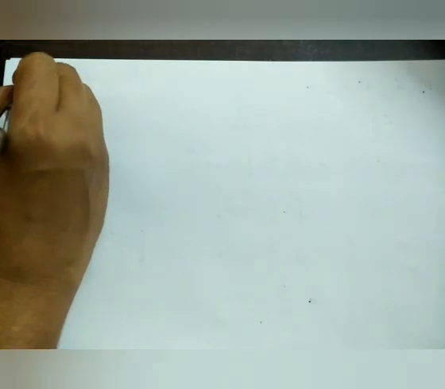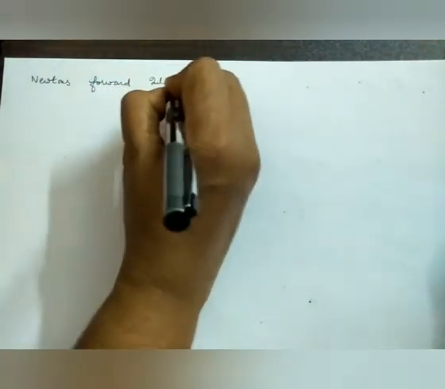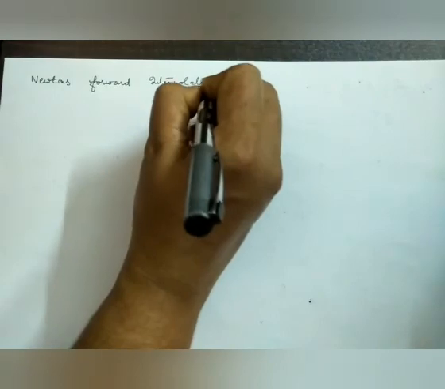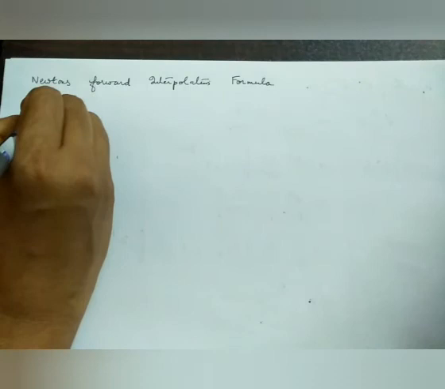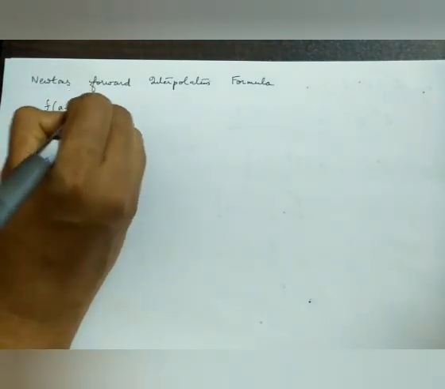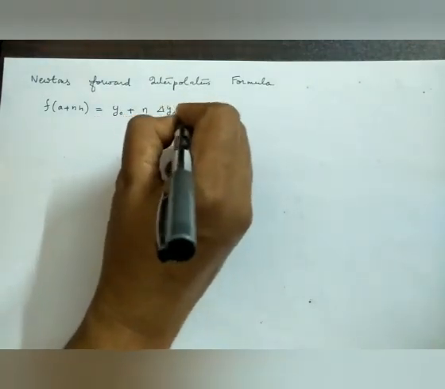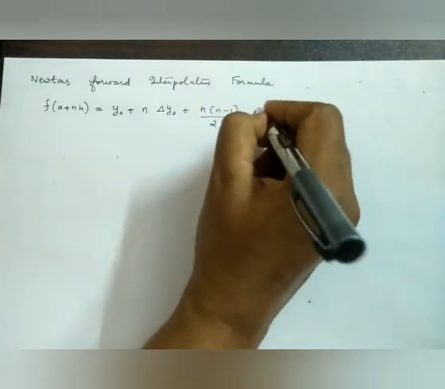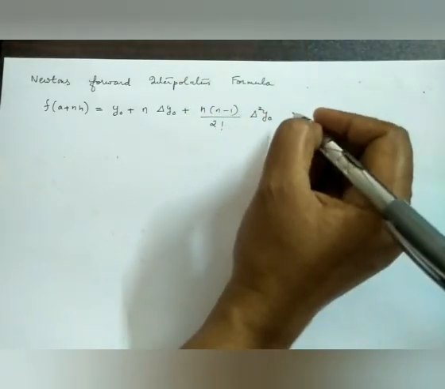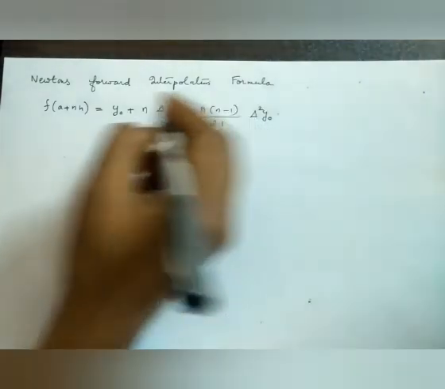Now by using Newton's forward interpolation formula, f of a plus nh is equal to y naught plus n delta y naught plus n into n minus 1 by 2 factorial delta square y naught. Now we have delta cube y naught and delta raised to 4 y naught are zeros. Therefore, we can end here.